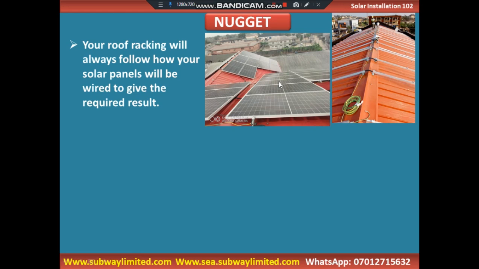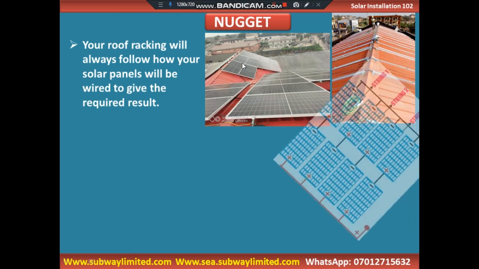Because the sun rays that will get to each of these sections of the roof, each of these planes of the roof, varies. You cannot have the same intensity of the sun here and equally have the same intensity of the sun here in some instances. So when you have roofs of different planes, you have to understand how to connect your solar panels so that you get maximum efficiency.